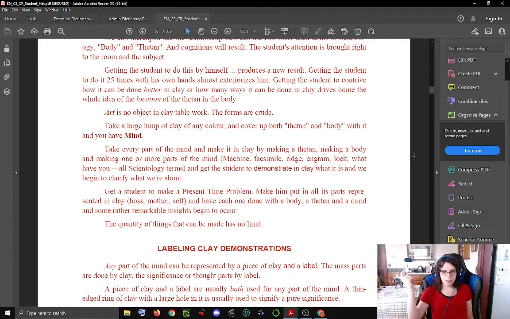What insights? It's the idea of a spirit. Big whoop. The quantity of things that can be made has no limit.